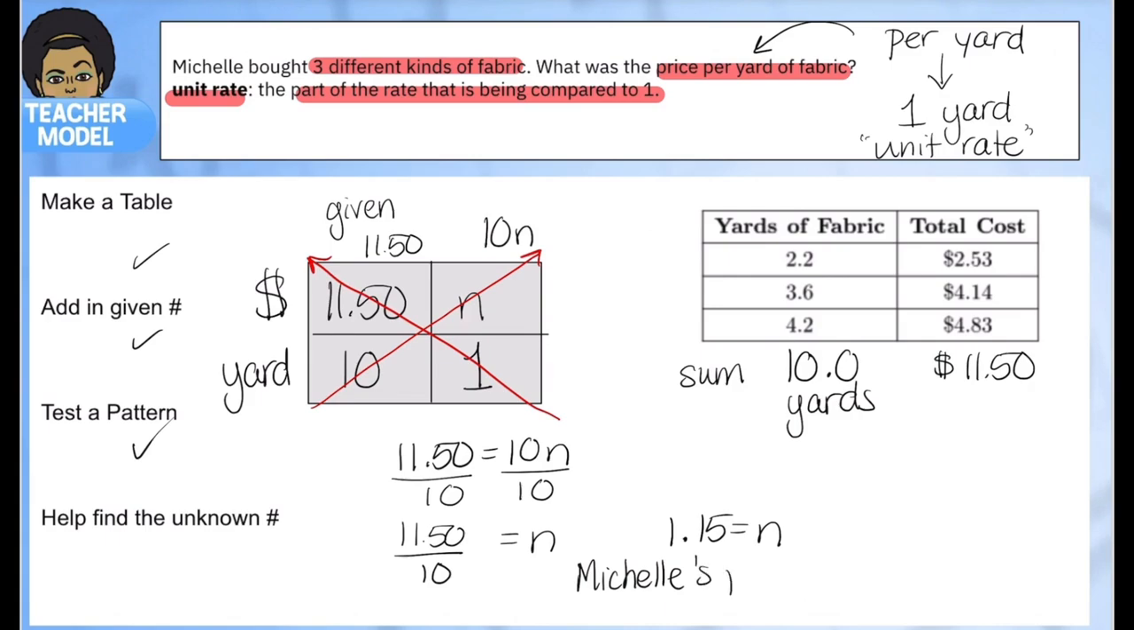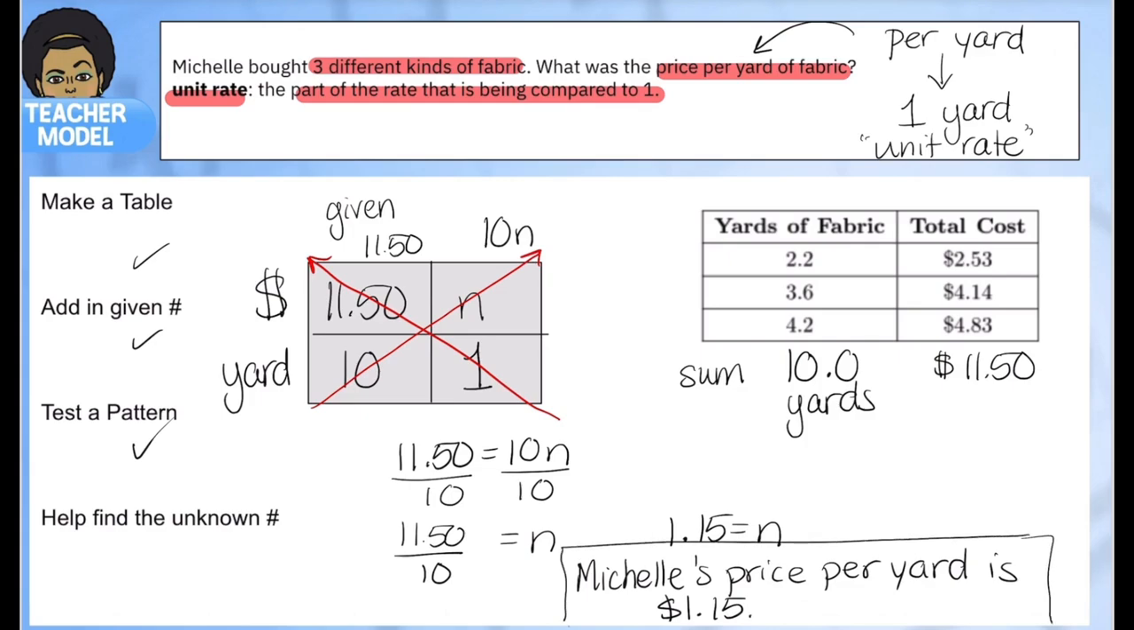Michelle's price per yard is $1.15. So there we go. I'm going to stop here so you can hit pause and jot this down into your notes.